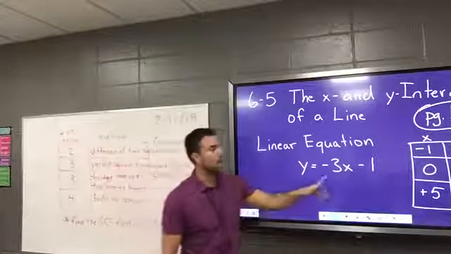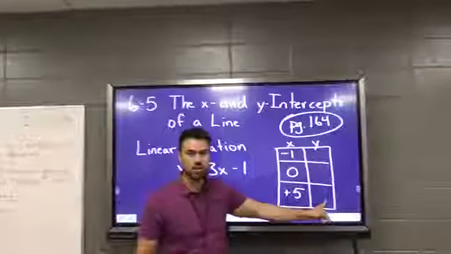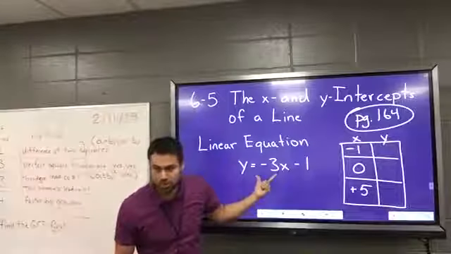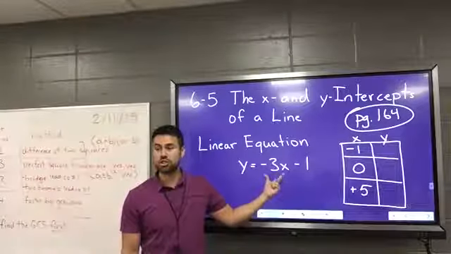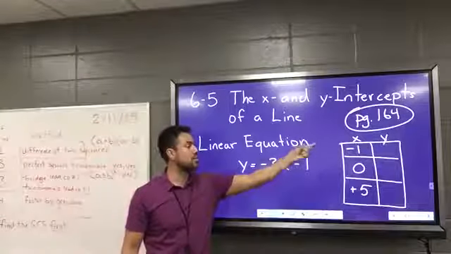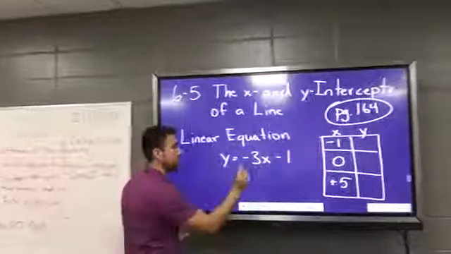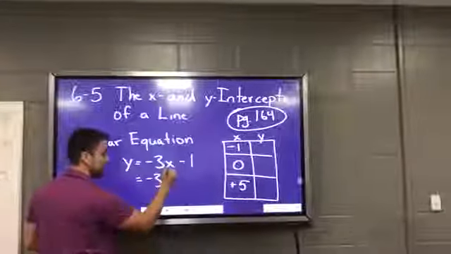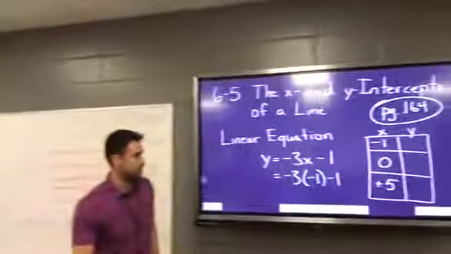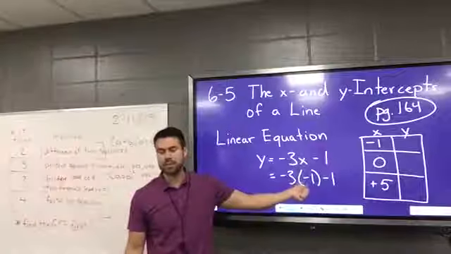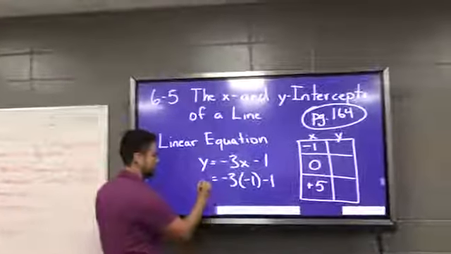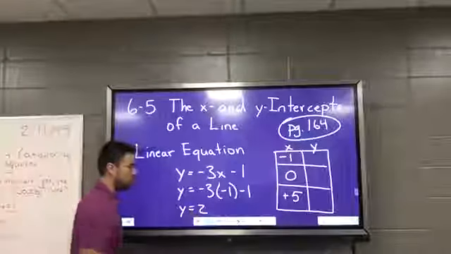Okay, do you guys remember how I'm supposed to get these numbers? Here's a key word, it's going to be on your quiz. I'm going to use my function rule. Do you guys remember function rule? I'm going to use my function rule to come up with my y values. So if x equals negative 1, I'm going to substitute it there and find out what y is going to be. So who can tell me what negative 3 times negative 1 is? 3. 3 minus 1? 2. Y is going to equal 2 when x equals negative 1.